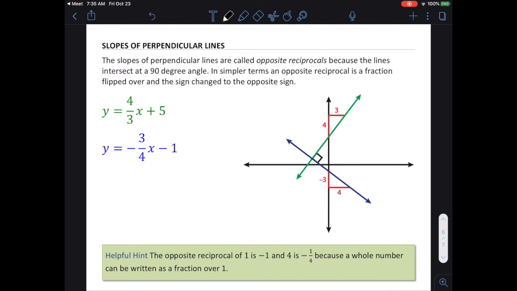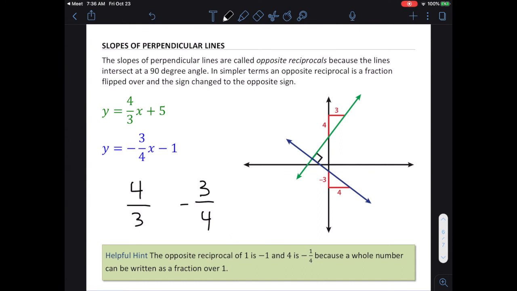So the simpler way to think about it is an opposite reciprocal is just a fraction that is flipped over and the sign is changed to the opposite sign. So what I mean by that is if it is a negative number, it becomes positive. If it's a positive number, it becomes negative. Okay, so you can see in this example, we have y equals 4/3 x plus 5, and y equals negative 3/4 x minus 1. So those two slopes are opposite reciprocals because they are flipped over and one has the opposite sign.